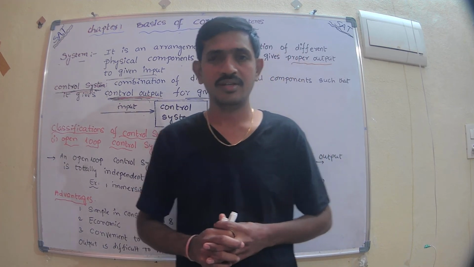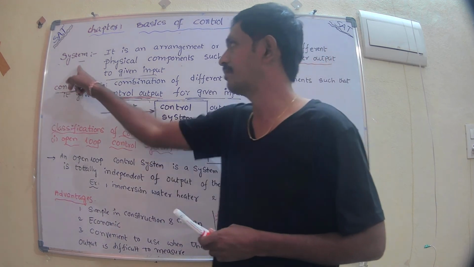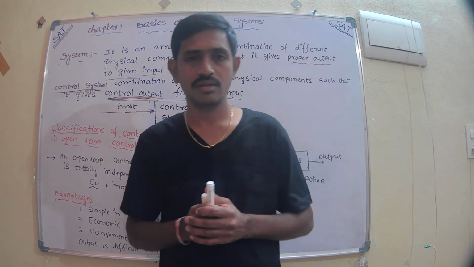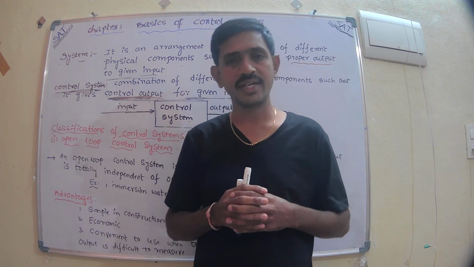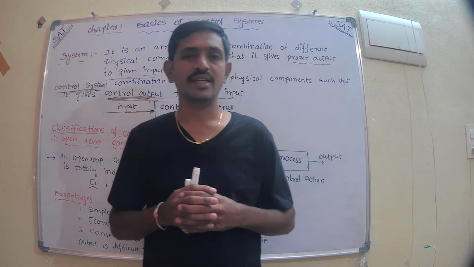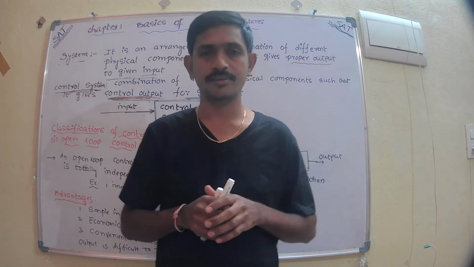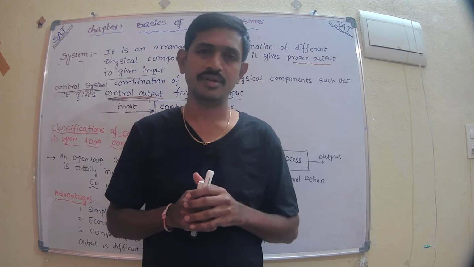Today we are going to discuss the first chapter in control systems. In which we have to know small definitions. That is system. What is system? It is an arrangement or combination of physical components which are connected such that it gives the proper output for a given input. Okay, that is called a system.